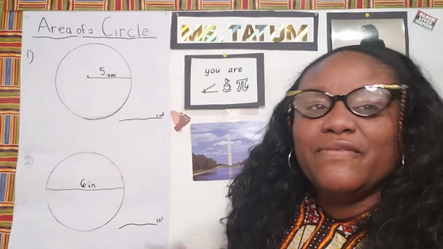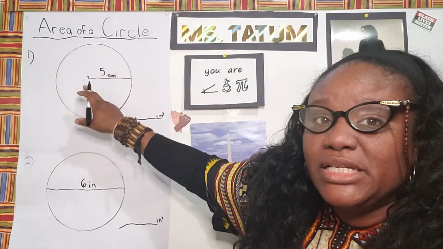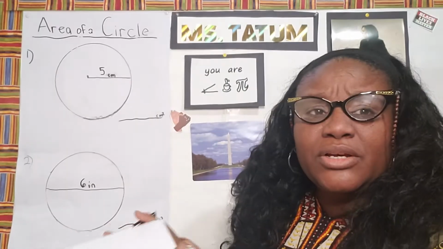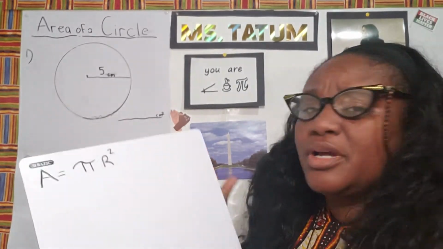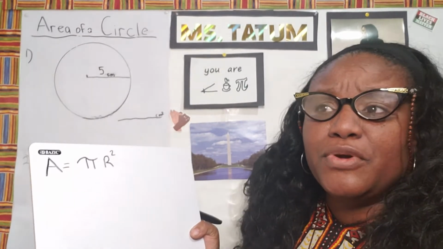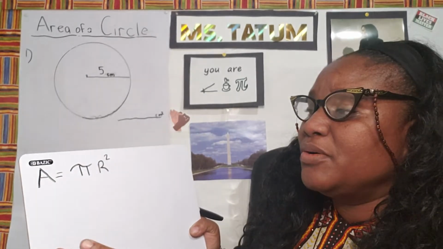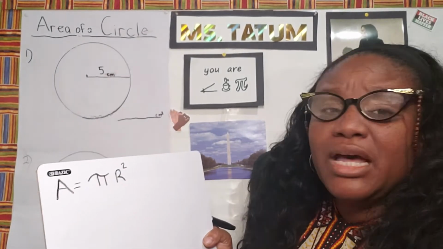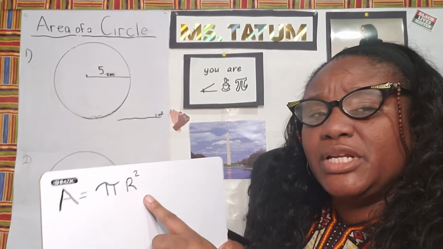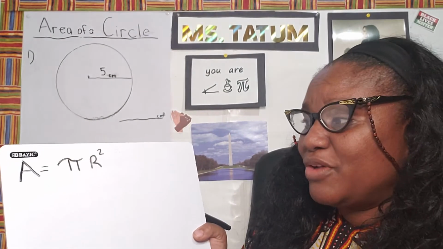I wrote a problem on the board here, and on this problem I have my radius. It's already given as 5 centimeters. When you see a problem like this, write down the formula. As you learn new formulas, you should keep a notebook tracking every new formula. For the area of the circle, write that area equals pi times radius squared, and jot down exactly what pi is, 3.14.